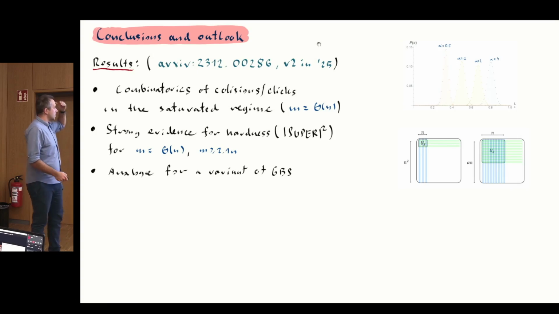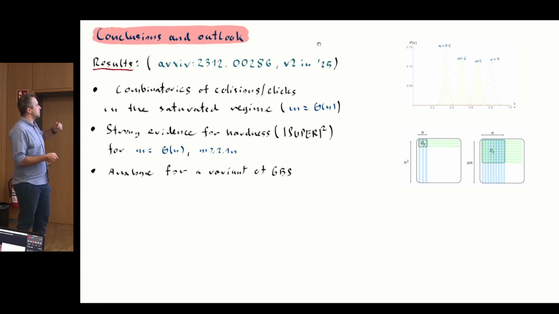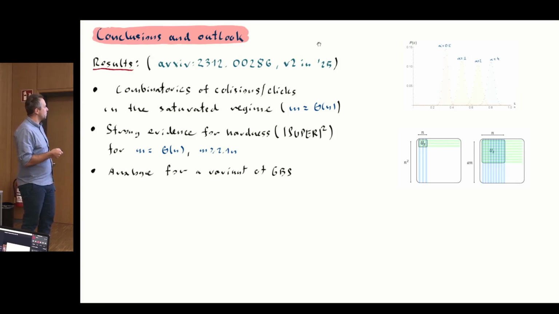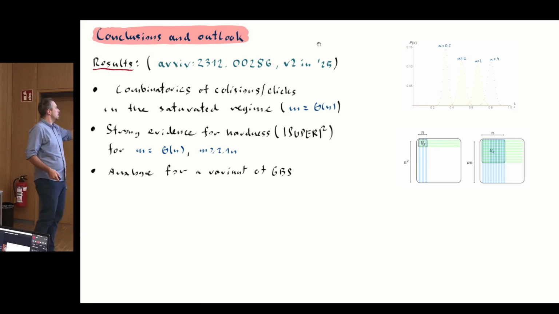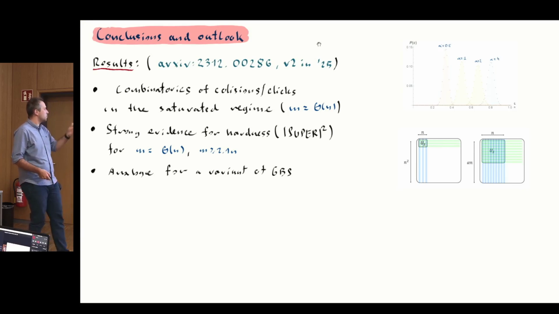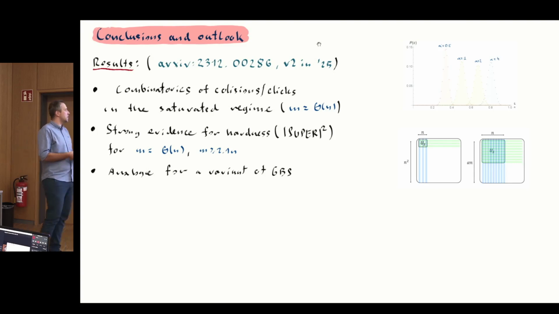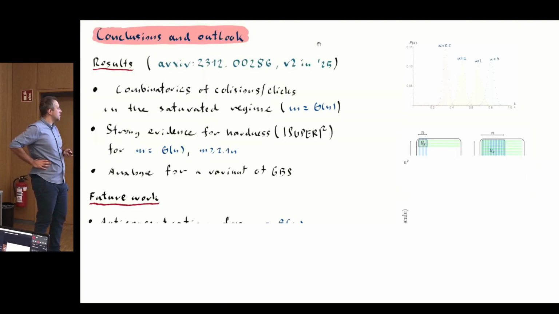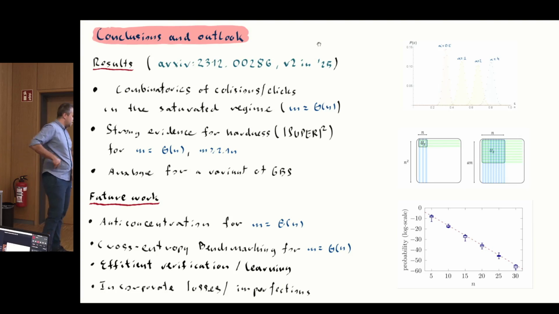Okay, so that's the conclusion. I sketched that I presented careful combinatorics of collisions in the saturated regime. So we go beyond the bosonic birthday paradox and the diluted regime. We have fairly strong arguments for hardness in this experimentally relevant regime that match other hardness arguments for quantum proposals. We have a variant of that for GBS.